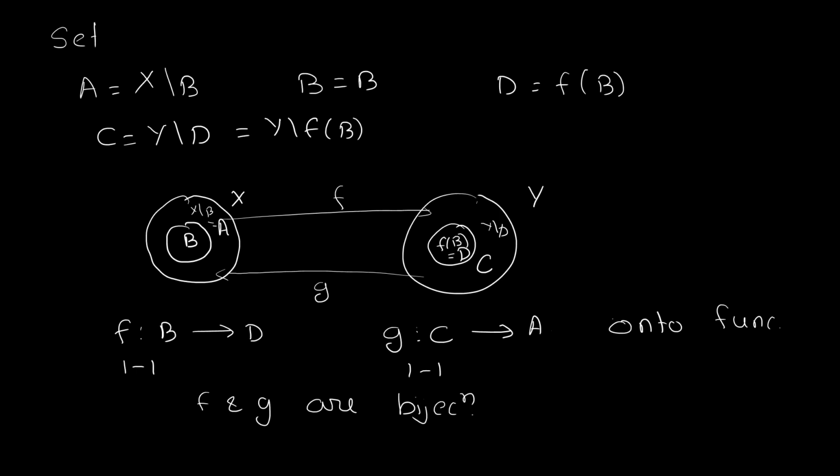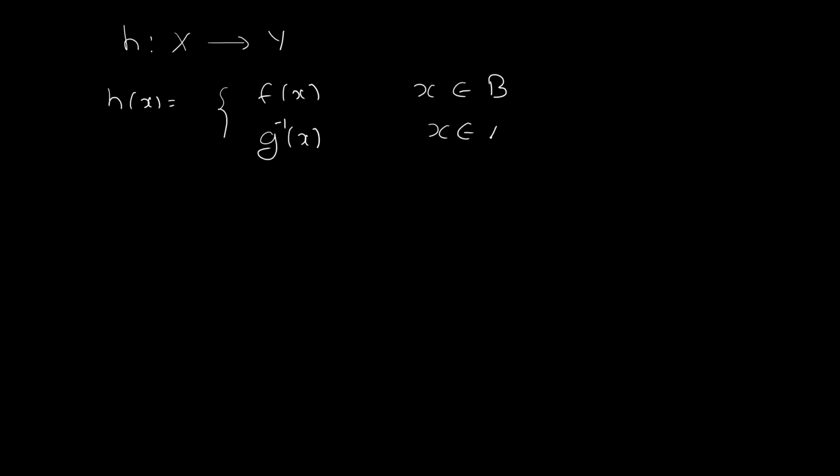So we wanted one single bijection for both of them. What I can do is define a combination of both, that is h from X to Y, defined by h of x is equal to f of x if x belongs to B, and g inverse of x if x belongs to A. Okay, so if g is a bijection, that means g inverse of x is also a bijection. Therefore, hence proved, there exists a function.